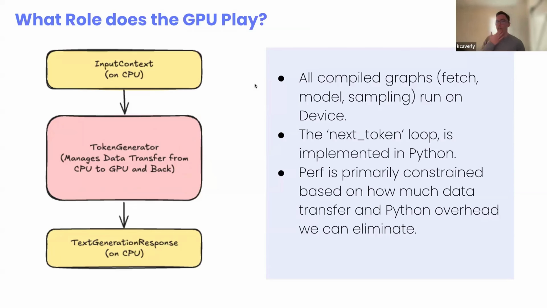So the way the interface is outlined is we are expecting an input into the token generator from the CPU. And it is the token generator itself that actually manages data transfer from the CPU to the GPU and back. The expected return from the token generator is again this text generation response object, which is on CPU. This is super important because you'll often hear us talk about what the Python overhead is in the next token loop. I can talk about why it exists and what we were looking to fix, but it all comes down to essentially this interface. We're expecting CPU inputs in the door, and we're managing all of this transfer in this kind of pipeline metagraph.